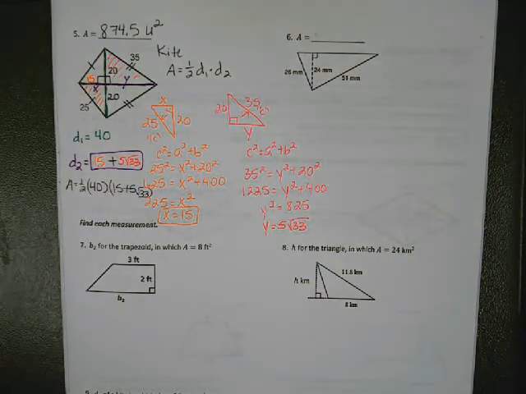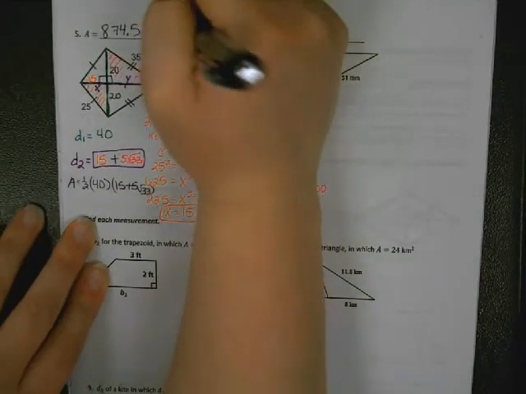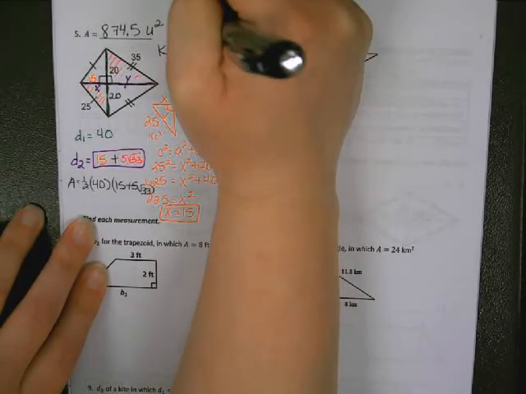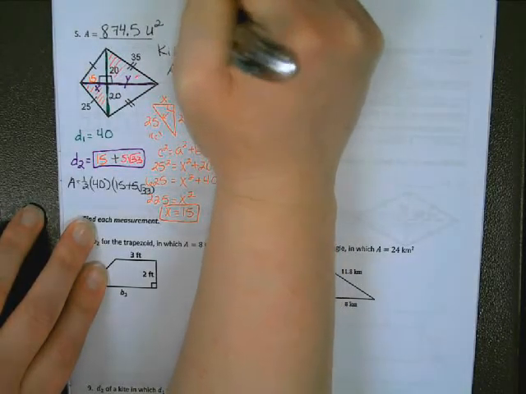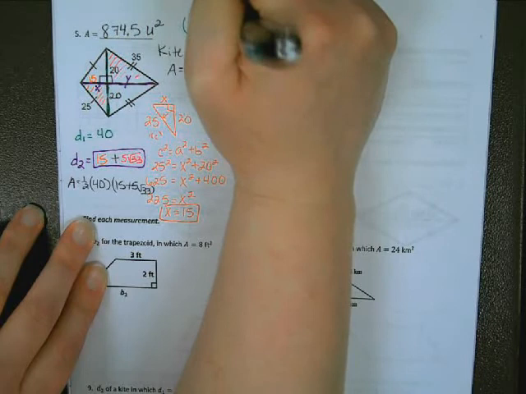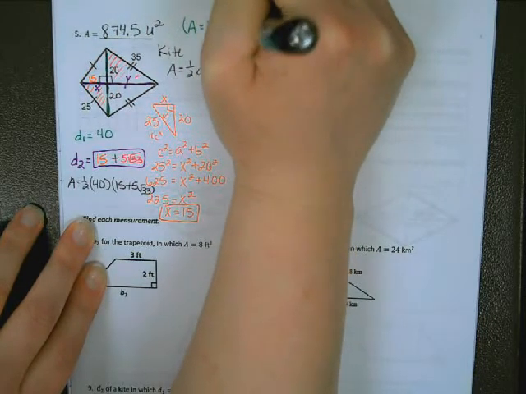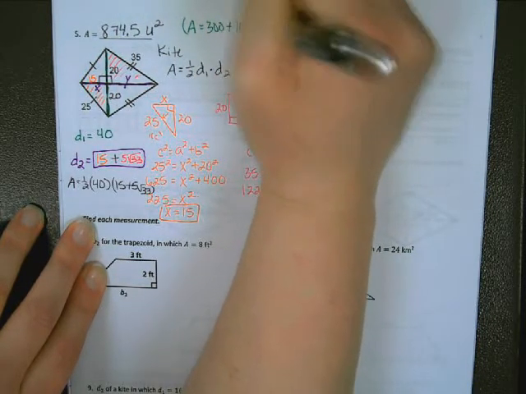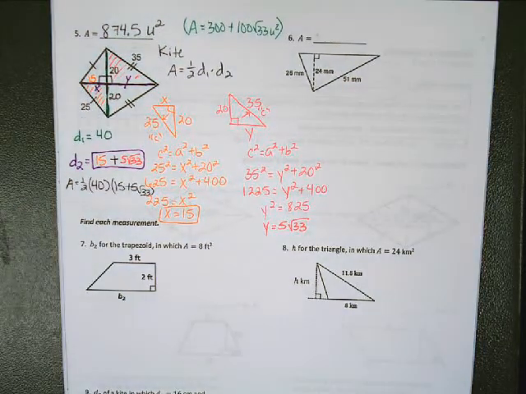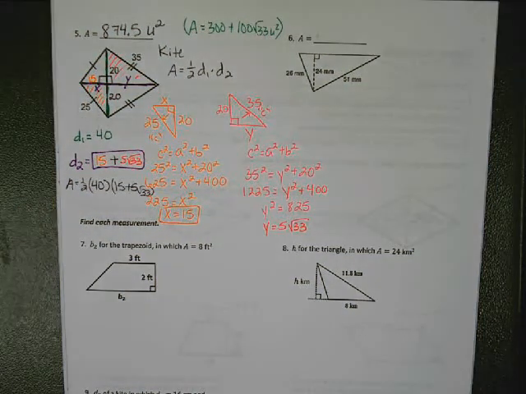It's kind of messy, so I would say not. But if you really wanted to, the answer would be 300 plus 100 root 33, and then units squared. So if you want to leave it as a radical, you can, but really, in this case, that's pretty ugly. Go ahead and get it to be the decimal then, okay?